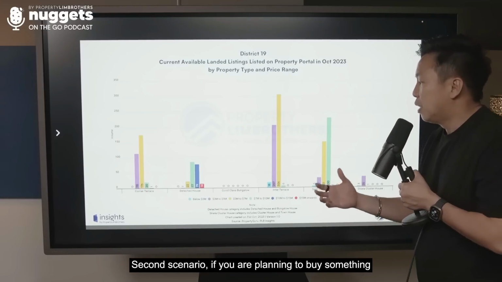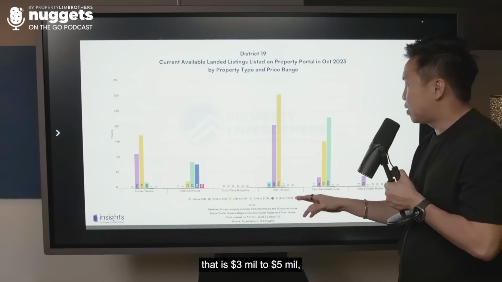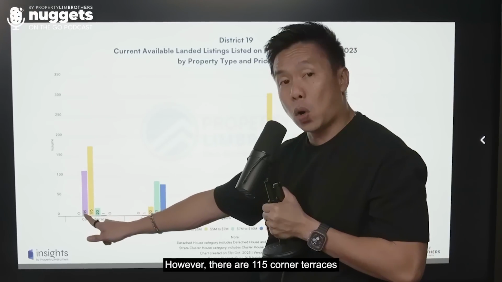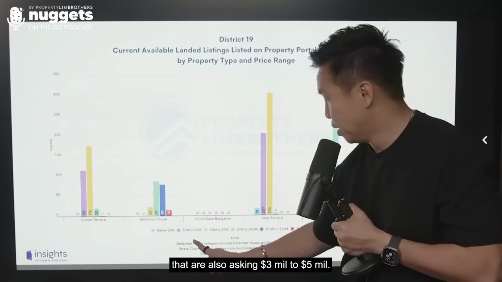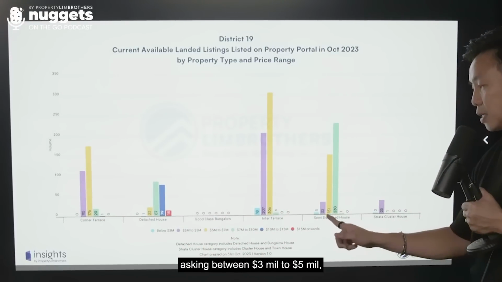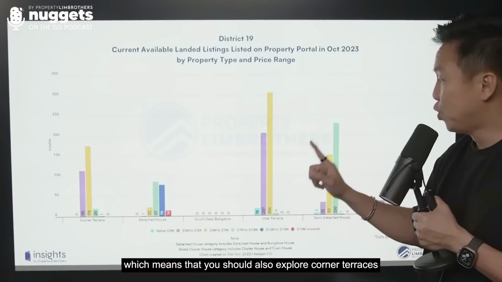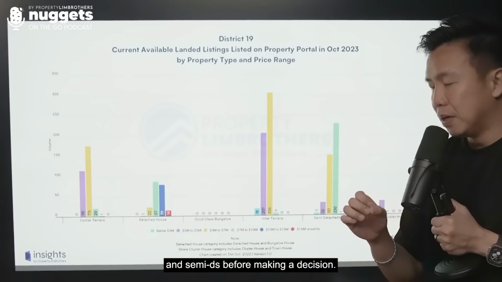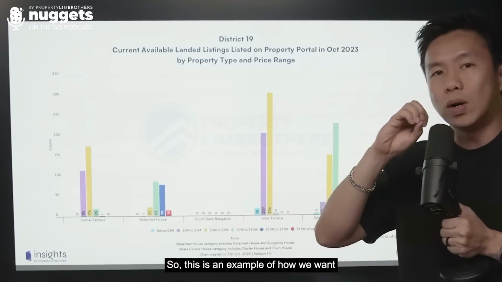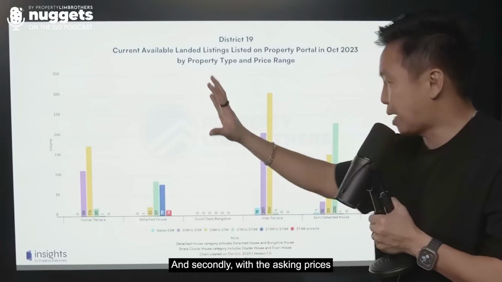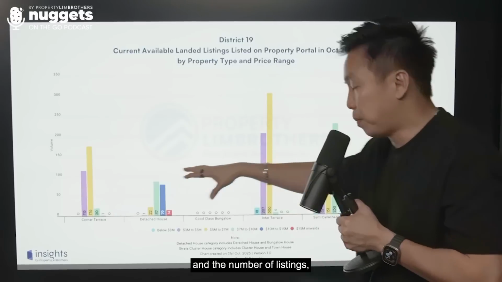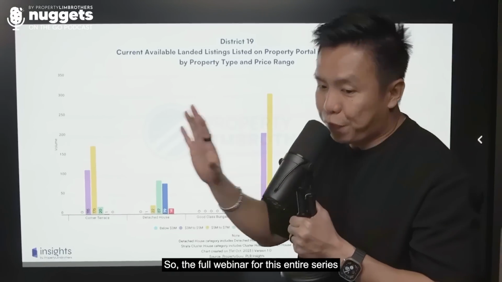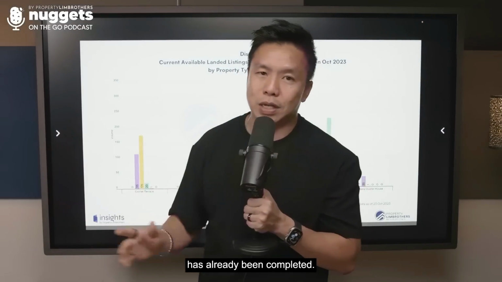Second scenario, if you're planning to buy something that is 3 to 5 million, there are 207 inter-terrace listings. However, there are 115 corner terraces that are also asking 3 to 5 million. And there are still 32 semi-D homes asking between 3 to 5 million, which means that you should also explore corner terraces and semi-Ds before making a decision. So this is an example of how we want to look at absorption rate. And secondly, with the asking prices and the number of listings, we can also look at what we call the disparity effect.